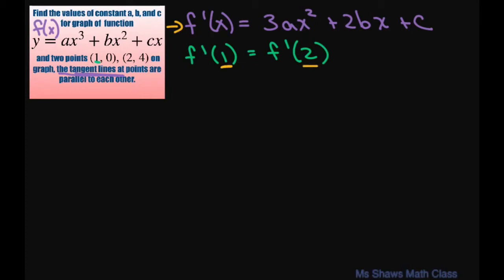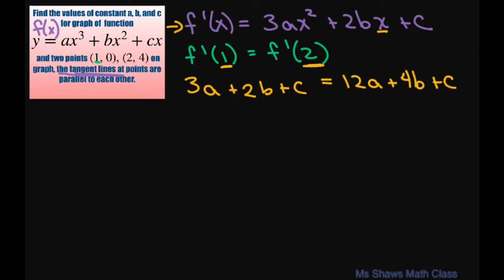If I substitute in 1 for x, I'm going to get 3a plus 2b plus c equals, now let's do the 2 one. That's going to give you 12a, and substituting the 2 in there, you get 4b plus c. Now solving for this, the c's will cancel. Let's move everything over to the right. So that's going to give you 9a plus 2b equals 0. We're going to call this equation 1 and come back to this later.